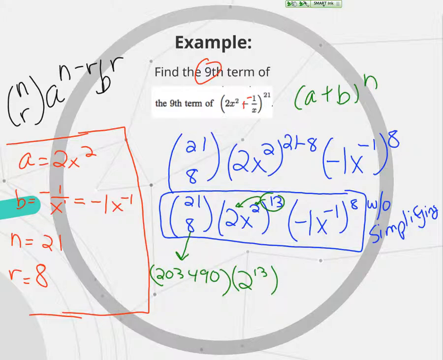And this would be x to what power then? 26. Same thing here, I have to put the 8 on both parts. So I would have negative 1 to the 8, and then x to the negative 1. Wait, what would that power be then? I don't need to do that in 2 steps. I can do that in my head, right? So multiplying those, that would be x to the negative 8th power.